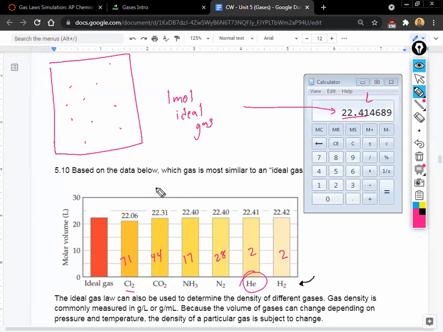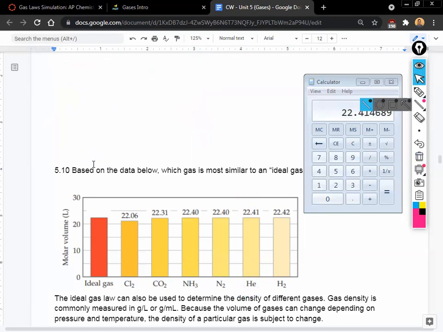Now, if you guys remember, the other assumption is that the gas molecules don't interact with one another. So there's no interaction. And if you guys know, helium is a noble gas. And noble gases, they're kind of happy the way they are. They don't like to interact with other things. And so it makes sense that helium is most similar to an ideal gas. Okay? Any questions about that? All righty. Okay, let's move on to the next topic.